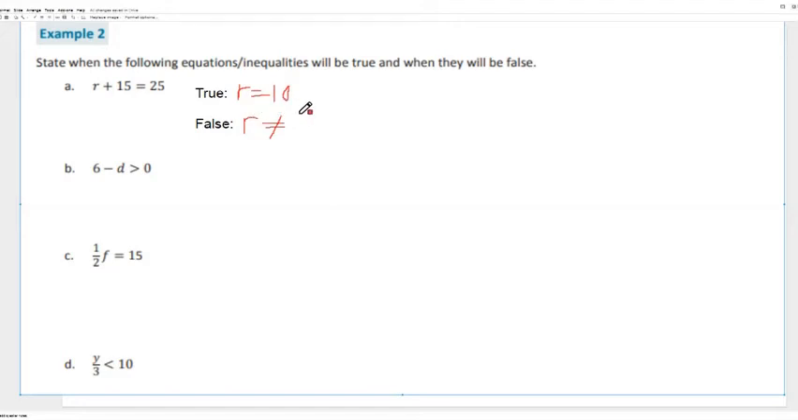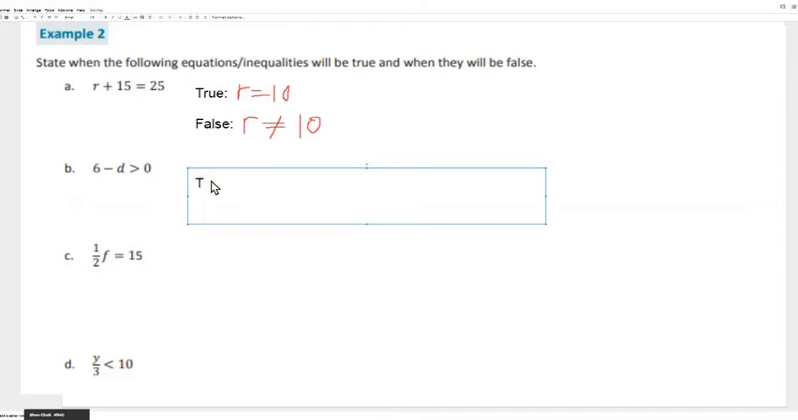If r does not equal 10, this statement is false. So if r is anything else, we don't want to write every number out there. This is a symbol we use for any number other than 10. The statement would now be false. So that's kind of what we're doing for each of these. We want to think about what would make them true and what would make them false.